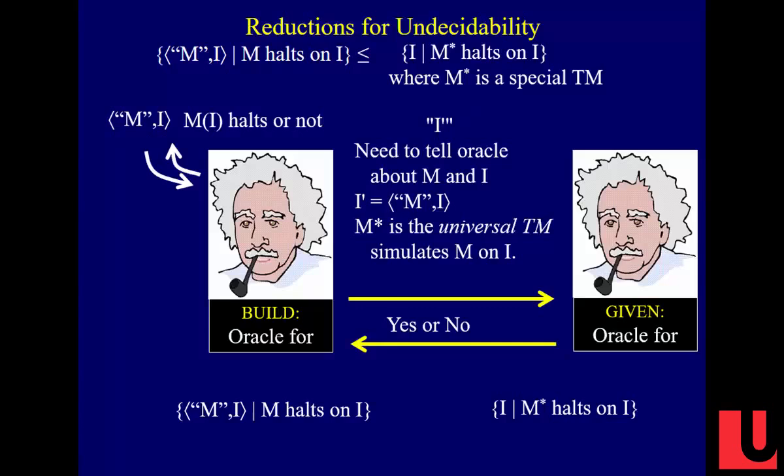We can pass it any string. Well, how was I given M and I? I was actually given it to me as a binary string, which my precondition is that it's interpreted as a Turing machine and an input. Now I get to give this oracle a binary string where there's no precondition on it whatsoever. Everything's a string of zeros and ones.